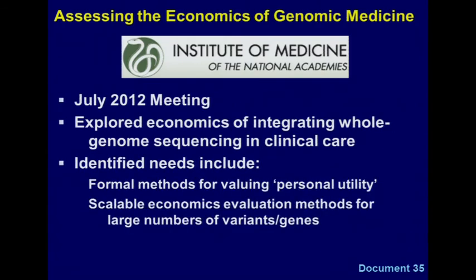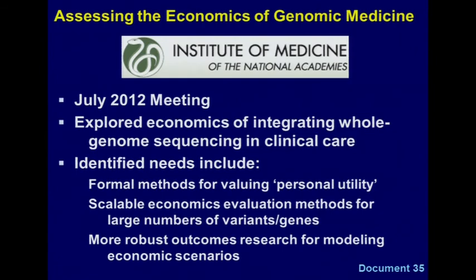In the end, several major needs were identified, and those included the need for formal methods for valuing personal utility of genome sequences, the need for scalable economic evaluation methods for large numbers of variants in genes, and the need for more robust outcomes research for modeling economic scenarios. The proceedings of the workshop will be published over the next few months.